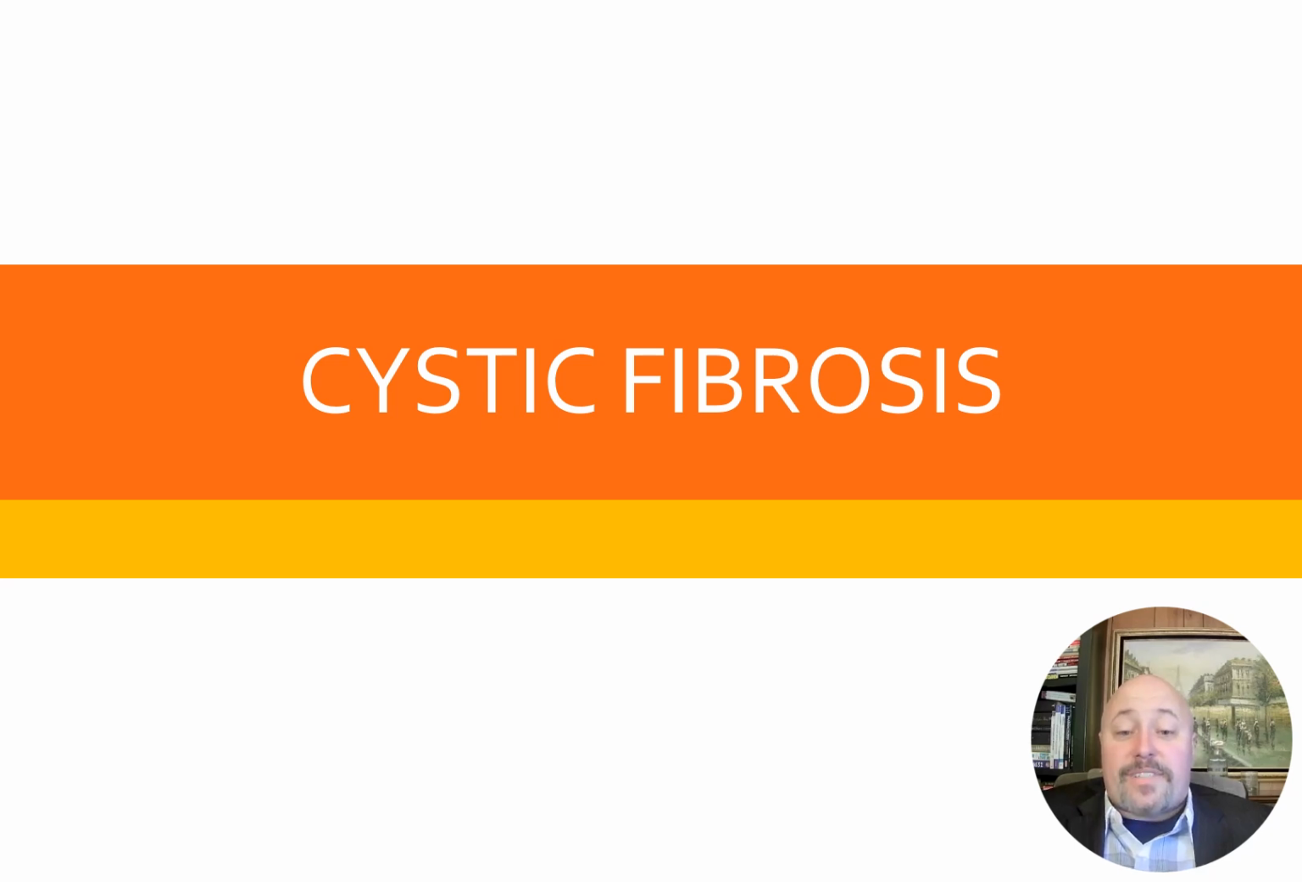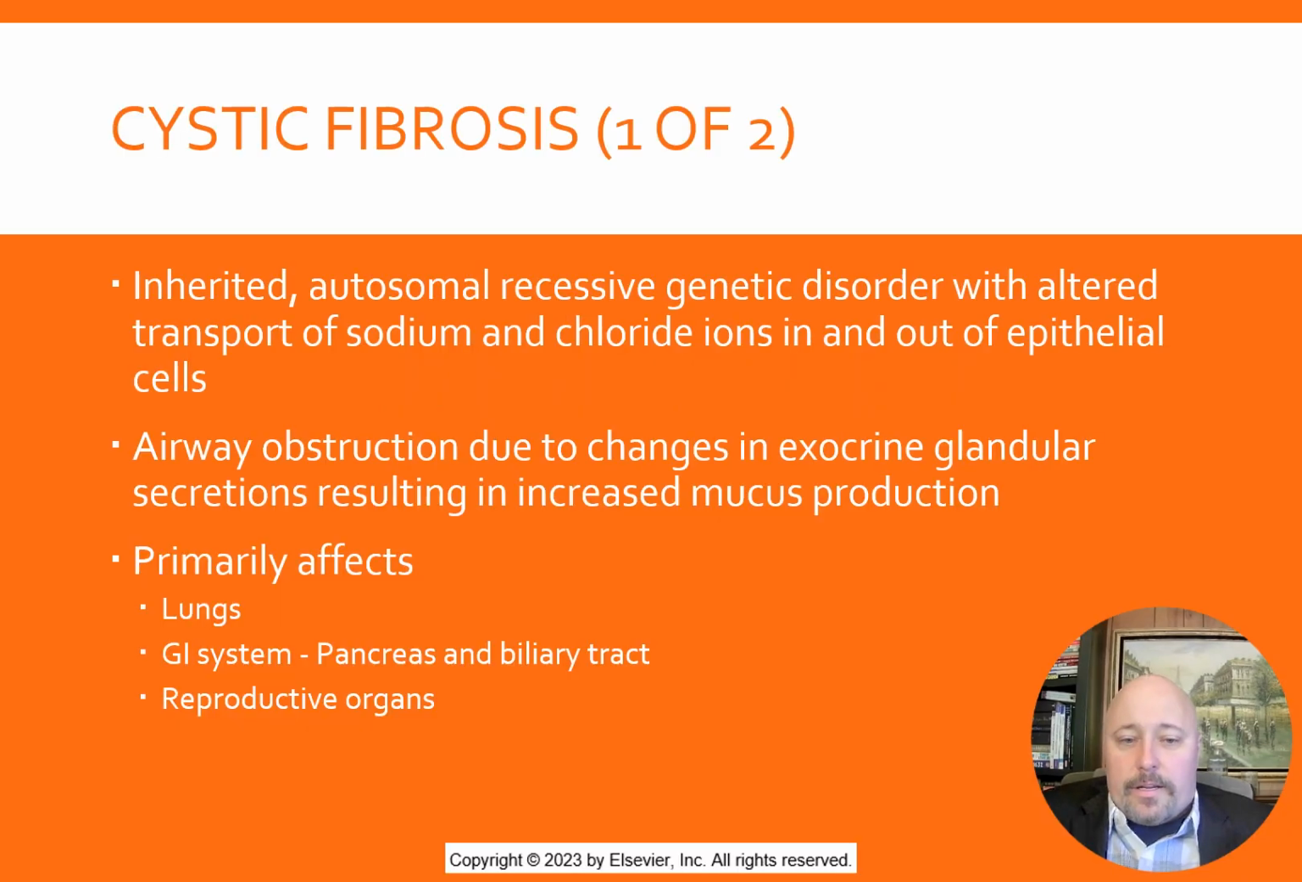Next, let's talk about cystic fibrosis. CF, or cystic fibrosis, is an inherited autosomal recessive genetic disorder with altered transport of sodium and chloride ions in and out of the epithelial cells. This results in an airway obstruction due to changes in the secretions, and this results in increased heavy, thick mucus production. While primarily affecting the lungs, it does affect other areas of the body, including the GI system, such as the pancreas and biliary tract, and also the reproductive organs.